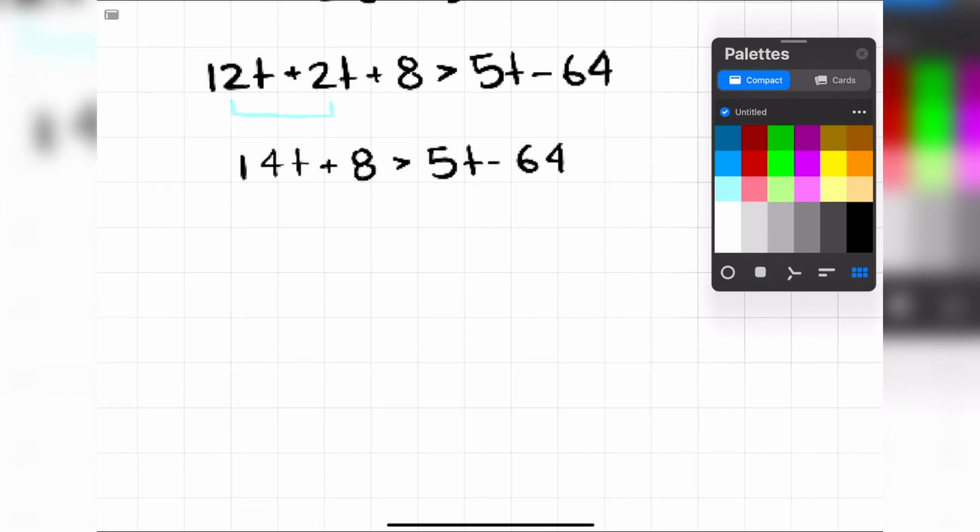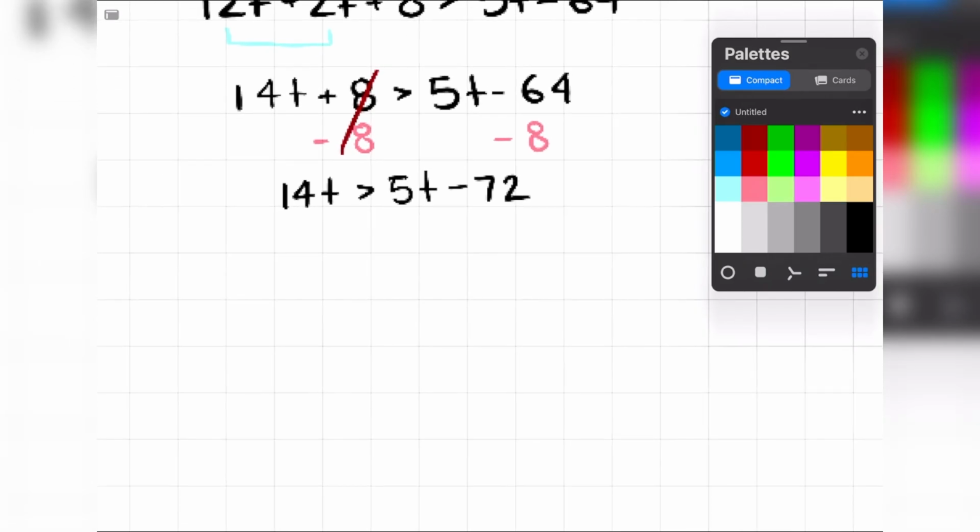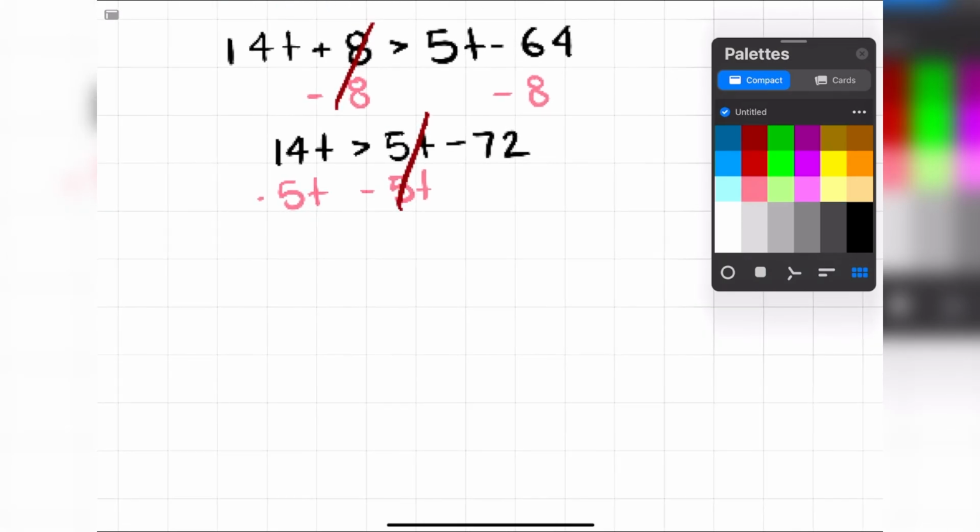Now, we can start moving everything so that it's in the right place. Minus 8 on this side, minus 8 on this side. That'll cancel this out and leave you with 14t is greater than 5t minus, and I'm bad at simple numbers like this, negative 64 minus 8 is negative 72. Following that, we subtract the 5t from this side so that we can get all the t's on the same side. That'll get us 9t is greater than negative 72.